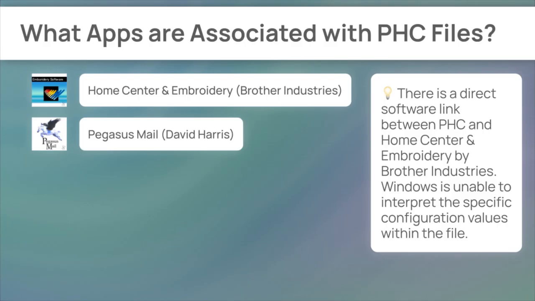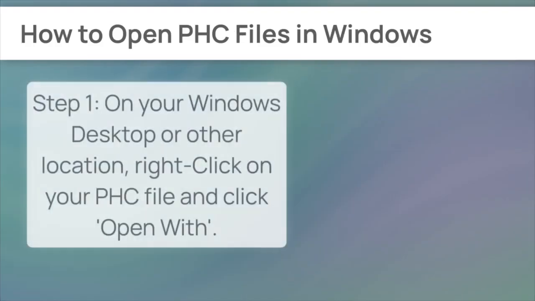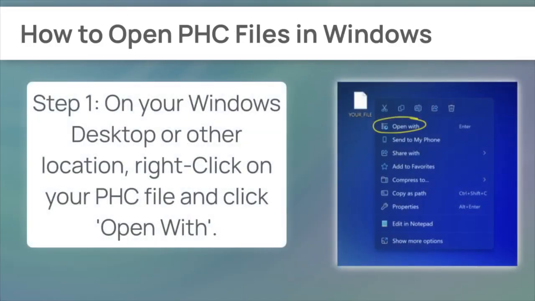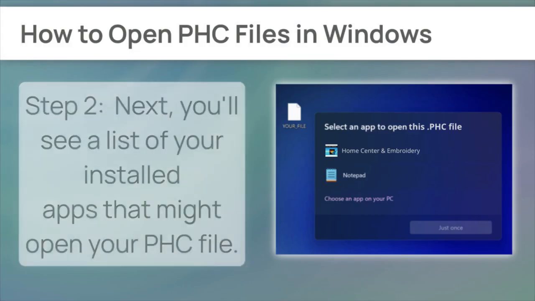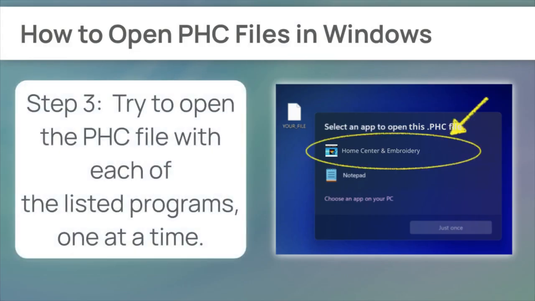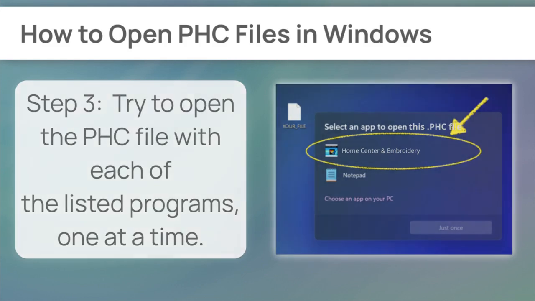Windows provides a shell-level view, but the data itself must be read by the intended software. To guarantee file access, right-click your PHC file and select Open With. If Home Center and Embroidery is an option, test it. If it's not available, choose another program. We are trying to force the file open with a compatible application.